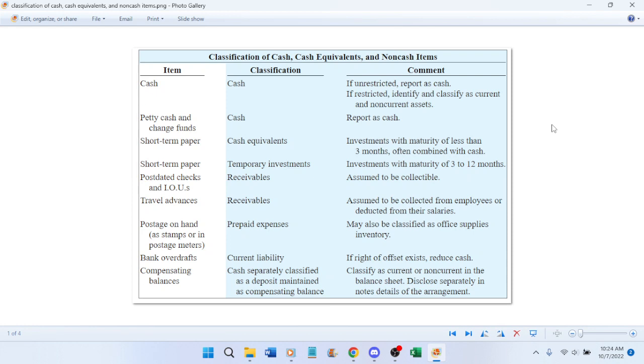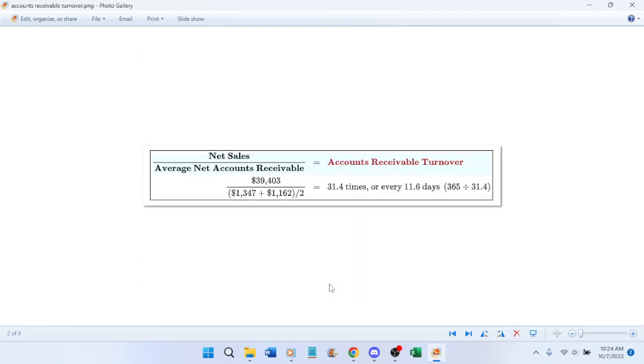Dude, what if we have a question about that? Bank overdraft is a current liability. If right of offset exists, reduce cash. Compensating balance is cash separately classified as a deposit maintained as a compensating balance. This is basically the same thing as restricted cash, right? Well, not the exact same thing, but it's separate from cash.